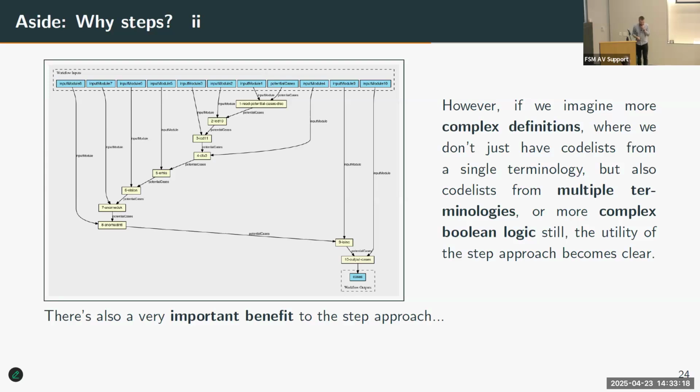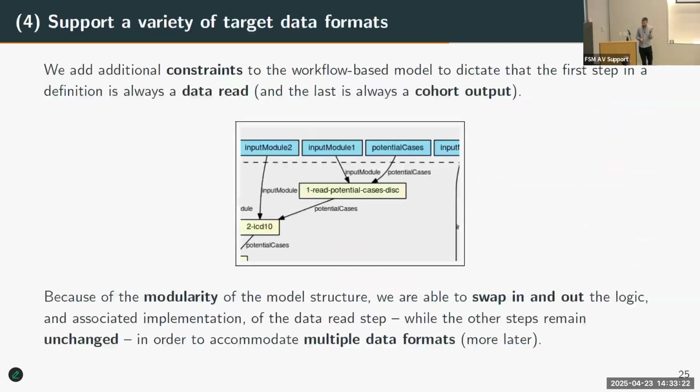Another reason why the Phenoflow model works with steps is to solve our final problem, which is this idea of target data formats. Remember, my final problem was the fact that everyone probably plugs into OMOP. That's not great, because then what if I'm not using OMOP? What the Phenoflow model allows me to do is to say, well, the first step in my workflow isn't going to be logic. It's going to be entirely designed for reading data from my data set, be it OMOP, be it I2B2, be it FHIR, et cetera, et cetera.